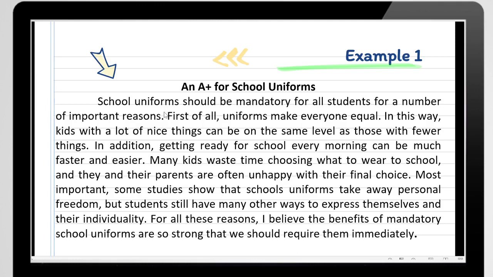And then the writer supports his or her idea with arguments. We can see here, first of all, in addition, and most important. They are the arguments to support this idea. And at last, the writer gives a recommendation here. For all these reasons, I believe the benefits of mandatory school uniforms are so strong that we should require them immediately. So this is complete, right?